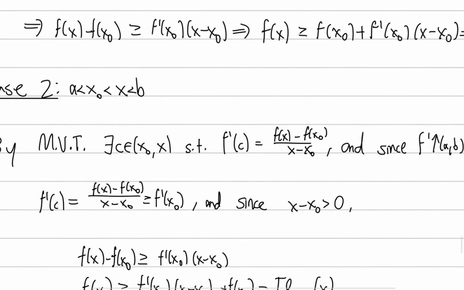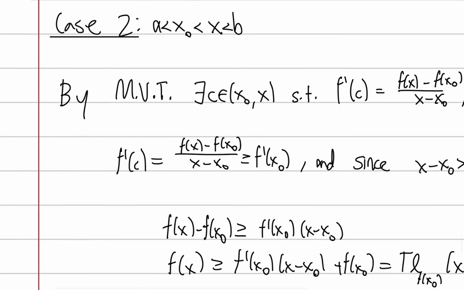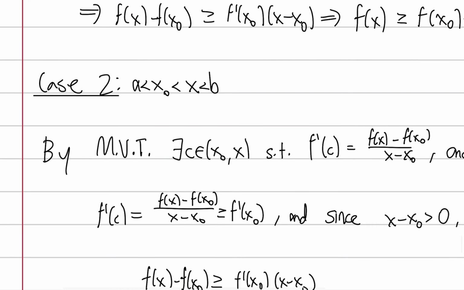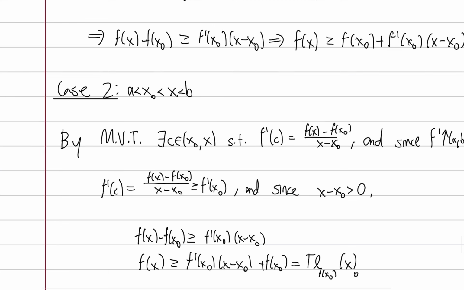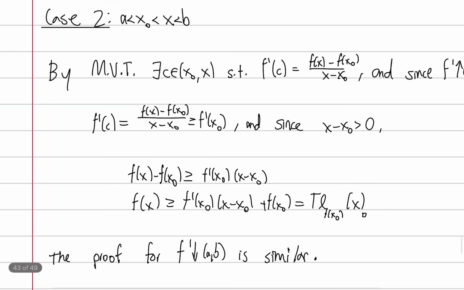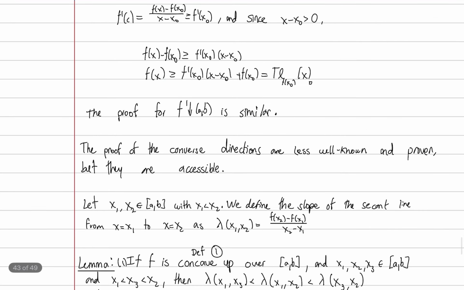For the second case, we're going to use the mean value theorem again, and we get the same inequality, but this time f prime of c is greater than or equal to f prime of x naught. And this time as well, x minus x naught is greater than 0. So we preserve the exact same direction as before, and doing the exact same algebraic steps, we get the same conclusion. We're not going to prove it for concave down because it's basically identical.